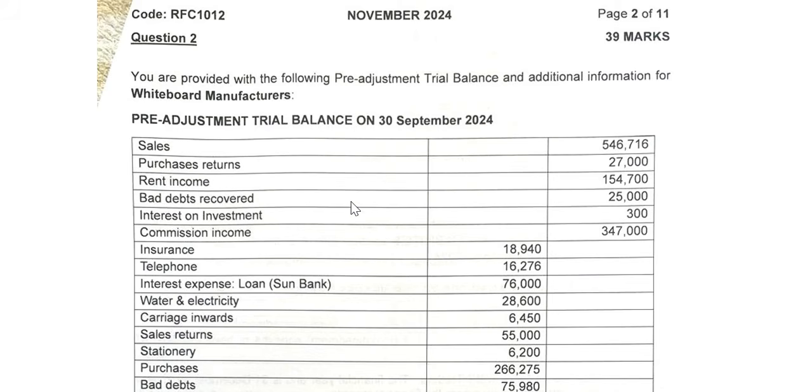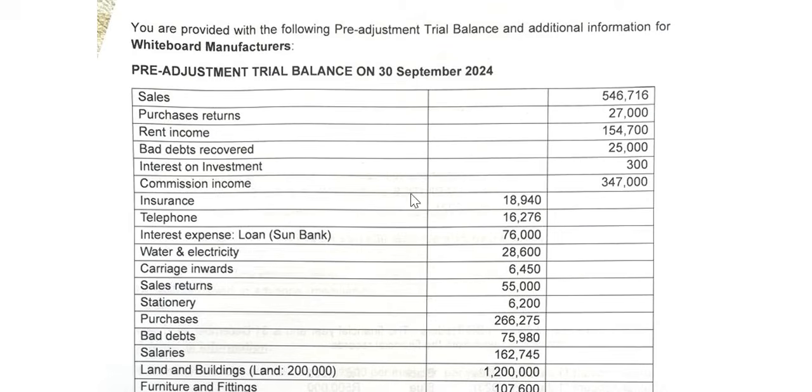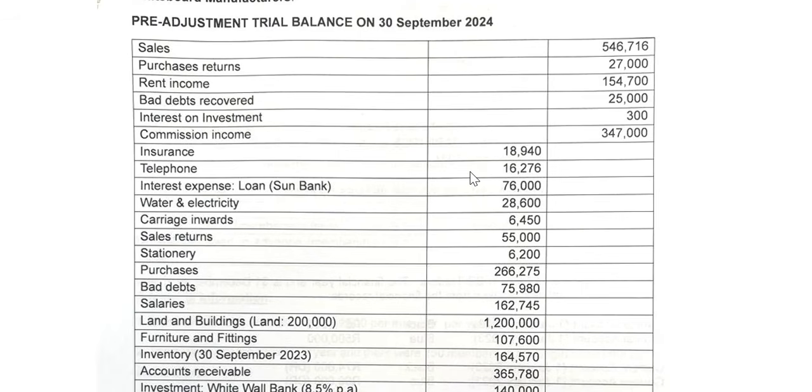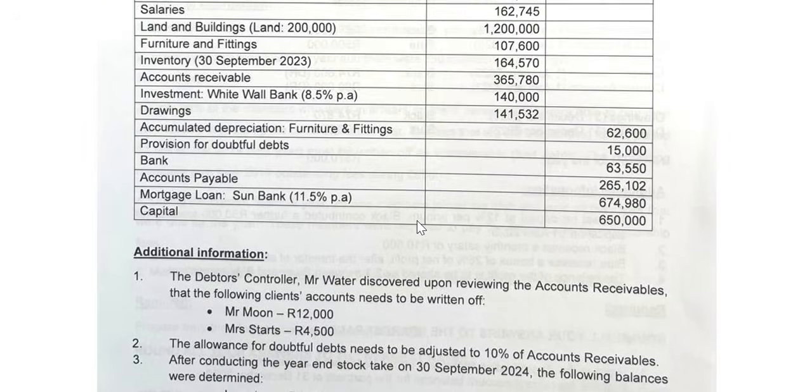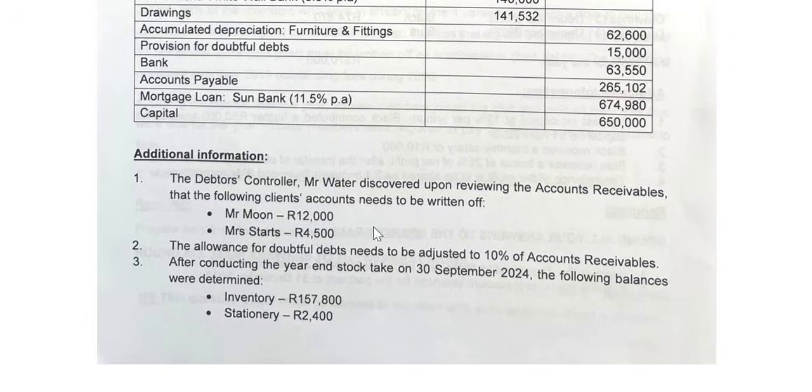So let's have a look here. We're given all these numbers. They don't truly reflect the financial result and position of the business. So we need to do adjustments. So I've moved to the additional information. These are typical adjustments that happen at the end of the financial year.